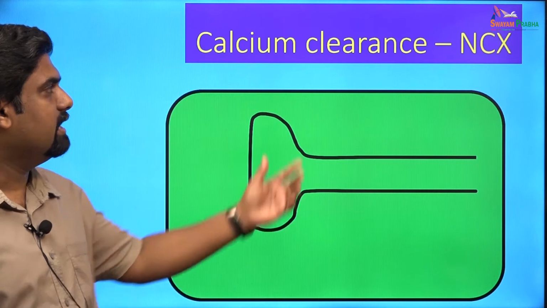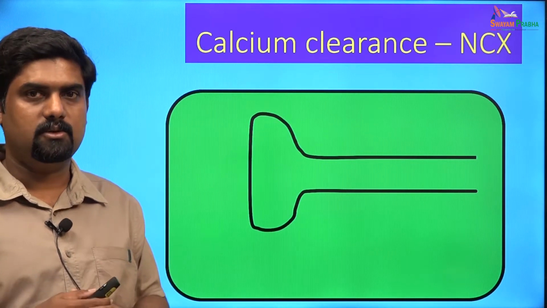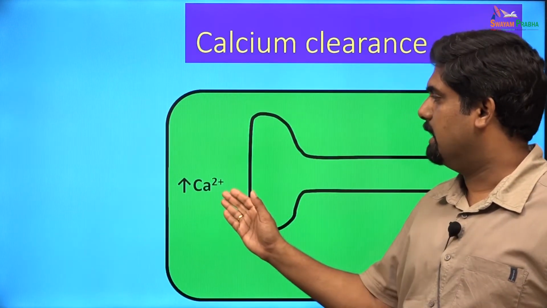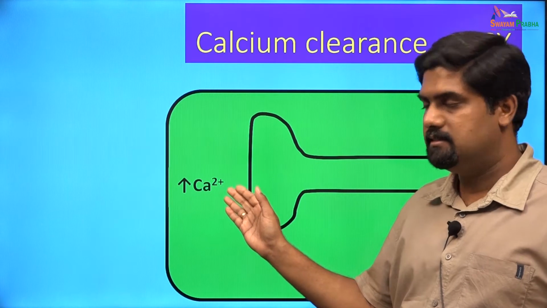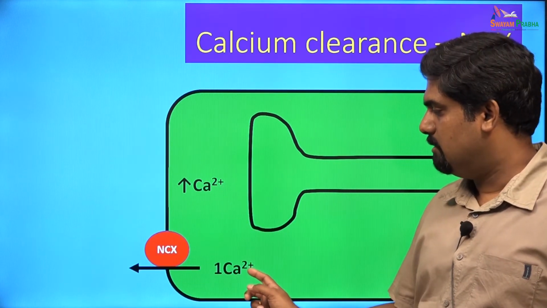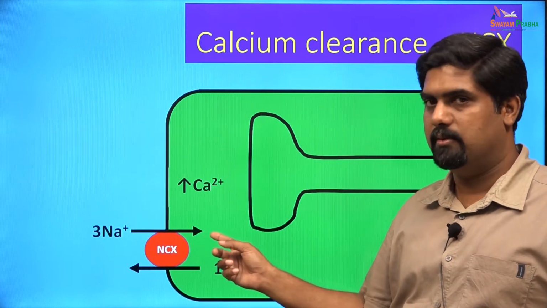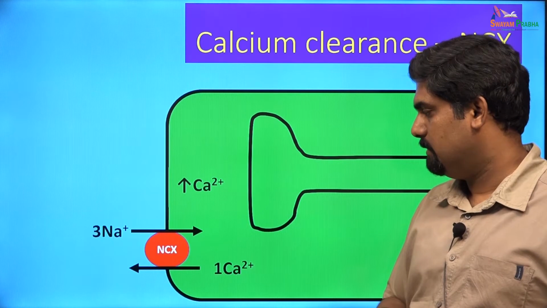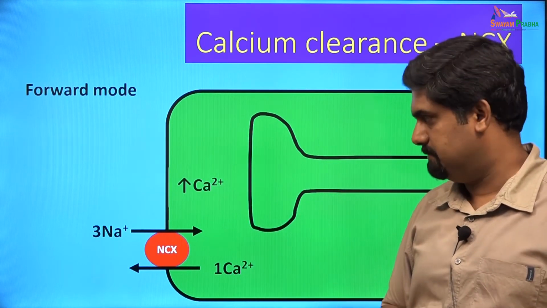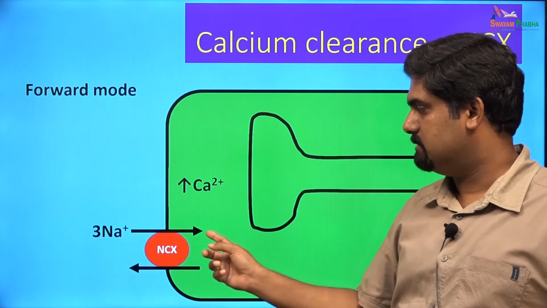Another calcium clearance mechanism present on the cell is the sodium calcium exchanger. This is also present on the cell membrane. Imagine this is a cardiac cell, and if the calcium inside the cell rises, then NCX is activated and NCX will move one calcium from inside to outside and take in 3 sodium ions from outside to inside. This is called the forward mode of the sodium calcium exchanger. Now we can see that one calcium ion is going out and 3 sodium ions are moving in.